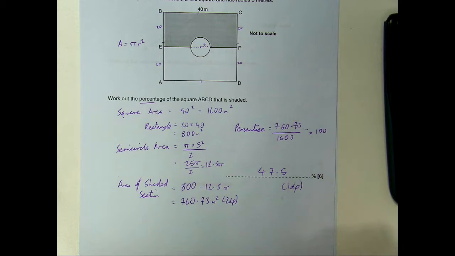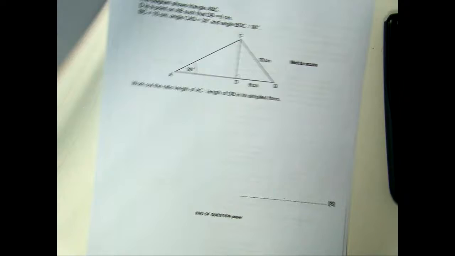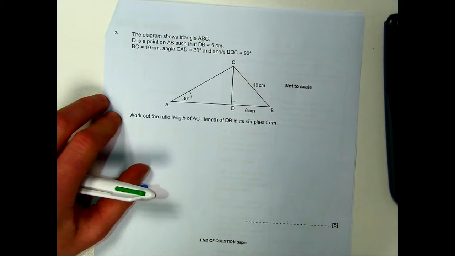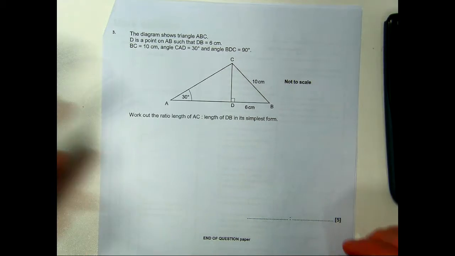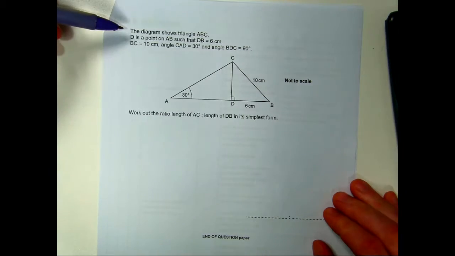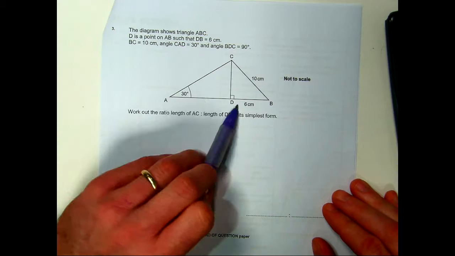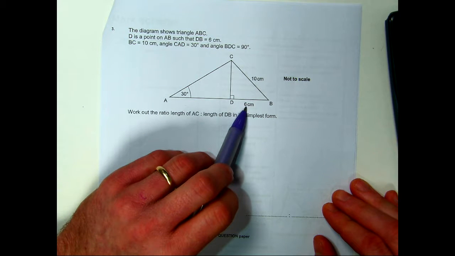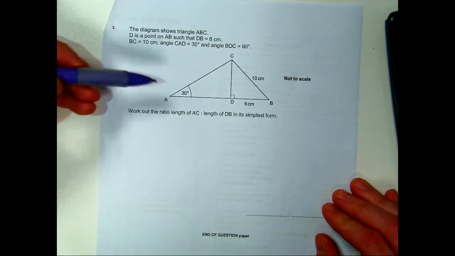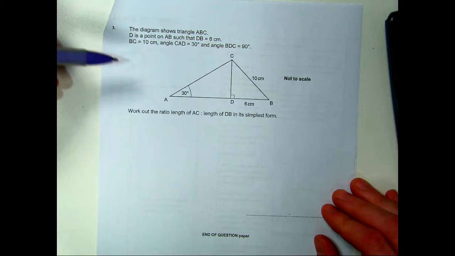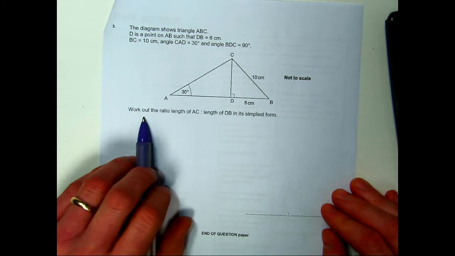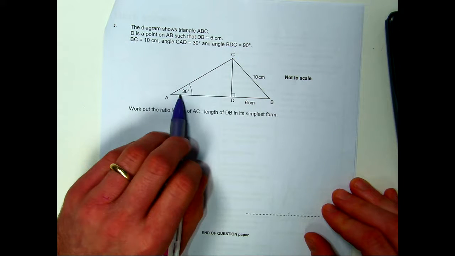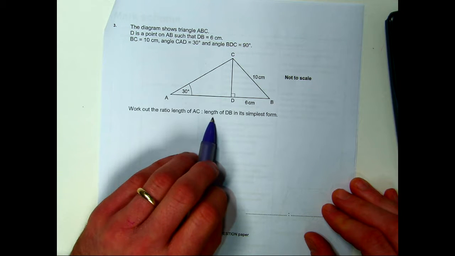Okay, final question in this video. Okay, let's have a look at what we've got here. So we've got a triangle ABC. D is on the line AB. We're told the length here, and we've got an angle. My immediate thought with this sort of question, I'm checking as well what I have to do. I have to get the length of AC to the ratio of DB.